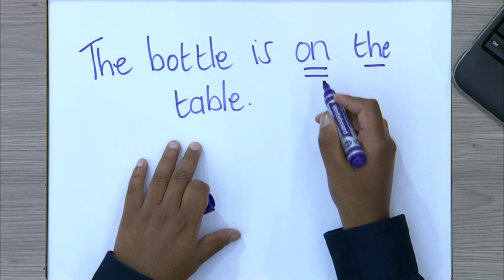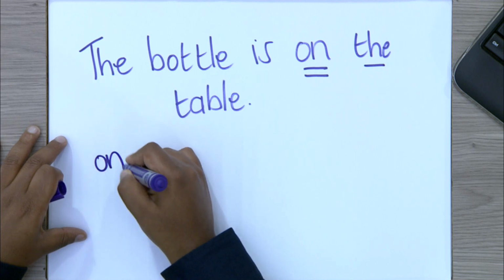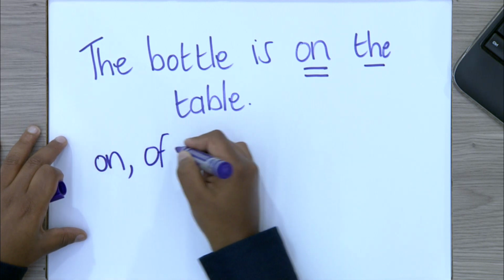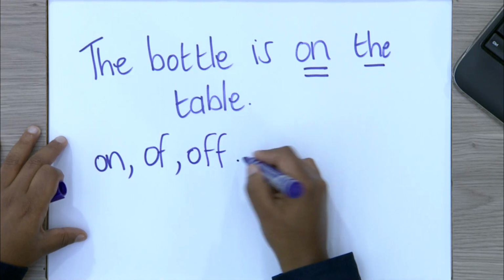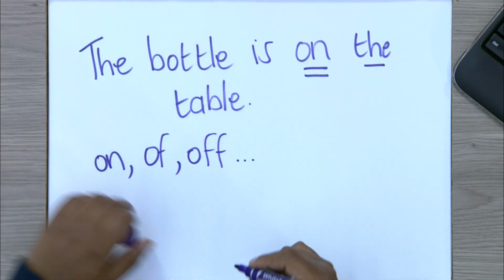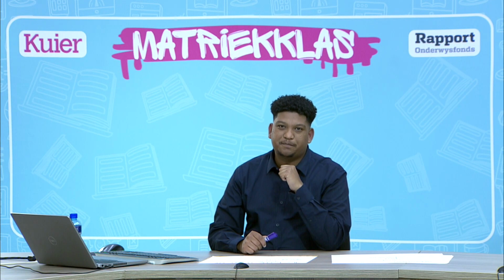So there are very different types of prepositions. For example, I can tell you on, of, off, and the list goes on and on and on. You need to ensure you recall these prepositions, because in the examination, you will be posed the question to identify the part of speech.